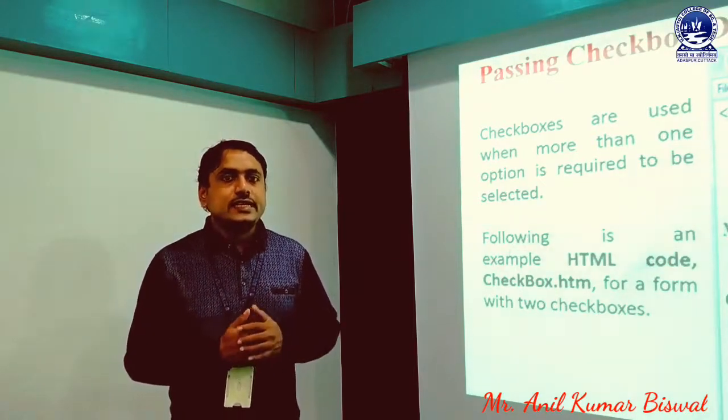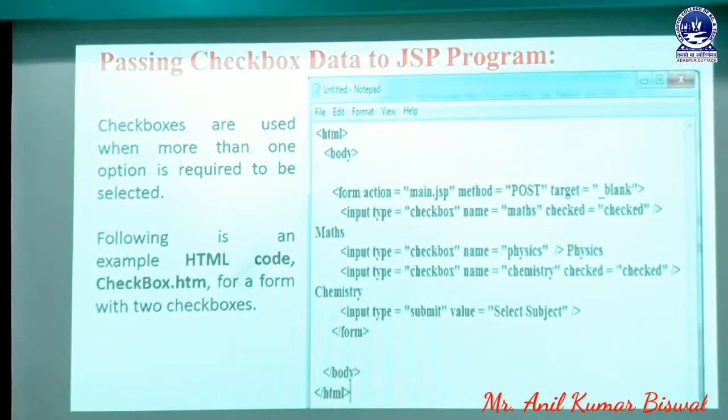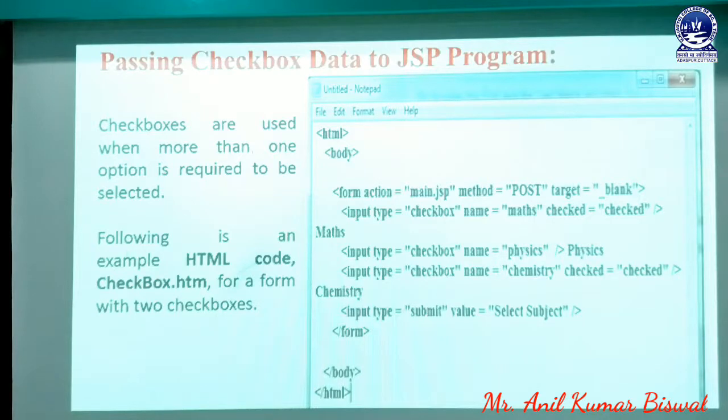Now we can focus on a slide. In this slide we already discussed different parts of our HTML controls, but here we see how to pass checkbox data to our JSP program. If a user wants to design a checkbox, checkboxes are used when more than one option is required to be selected. If a user wants to select more than one checkbox at a time, that means we have more than one selection option in our HTML part. At that moment we prefer to take an HTML control named checkbox, and checkboxes are used when more than one option is required to be selected.